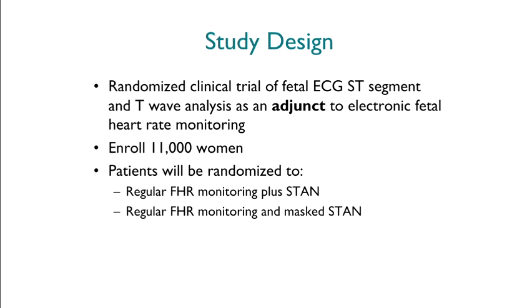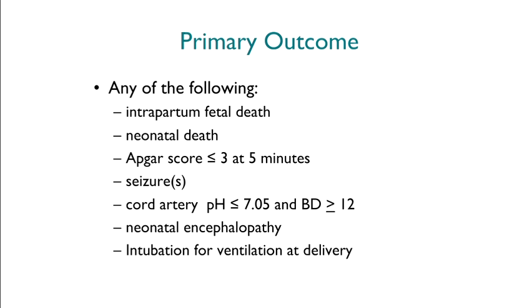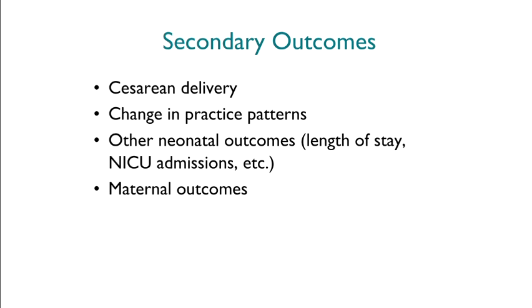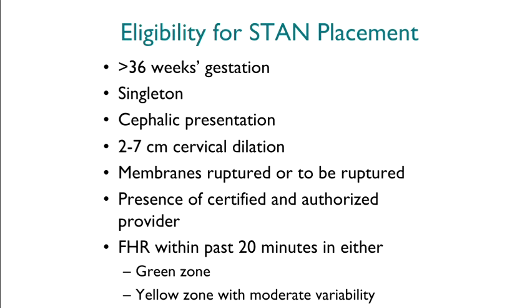So this is the ideal way to determine whether STAN added to fetal heart rate monitoring is going to improve outcome. And we specifically chose a primary outcome that is significant, a neonatal adverse outcome. We did not want to choose cesarean section as an outcome, but on the other hand, using this outcome resulted in a much larger sample size. That's why we have 11,000 patients to include. We also have secondary outcomes, mainly for safety: cesarean section and maternal outcome.